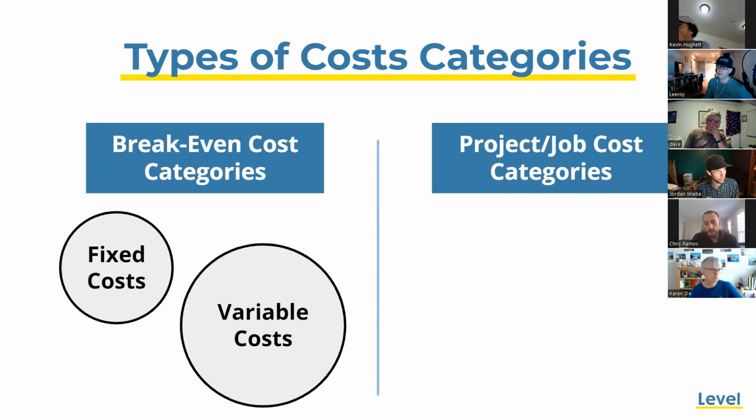A better way to define variable costs is costs that change with your production levels. Because although you hope your sales increase if you produce more, it's not always the case, right? Especially for non-billable activities.